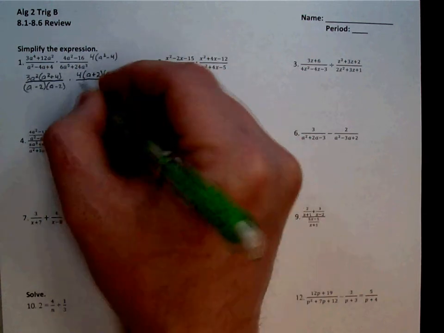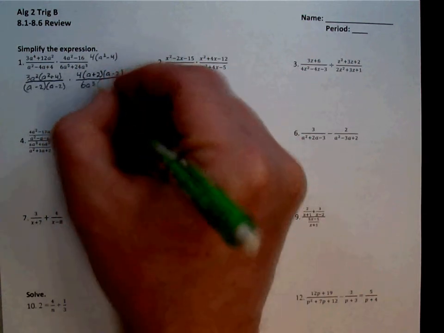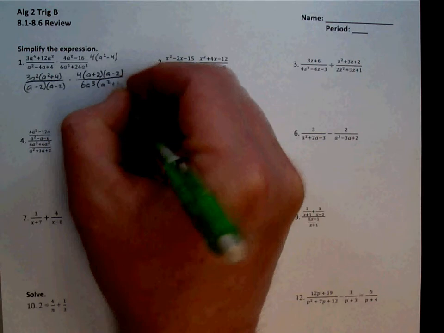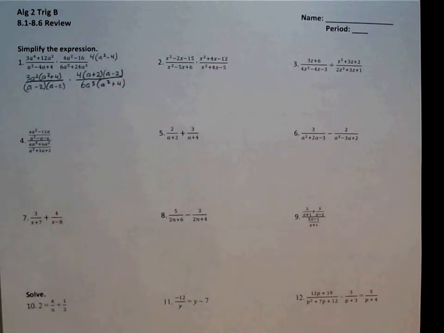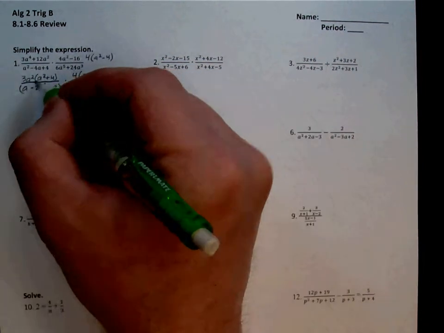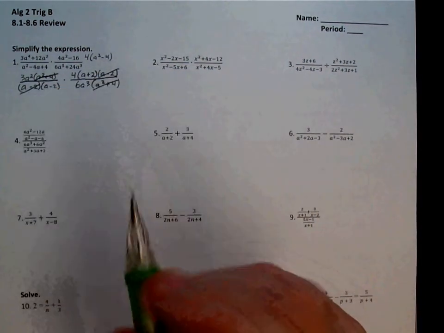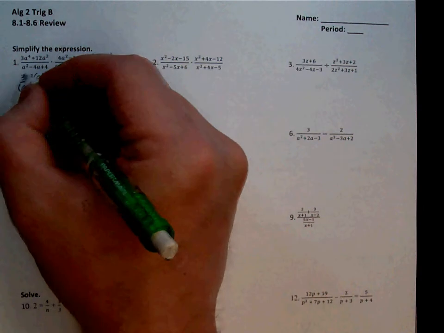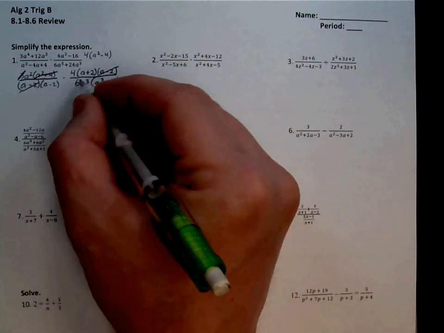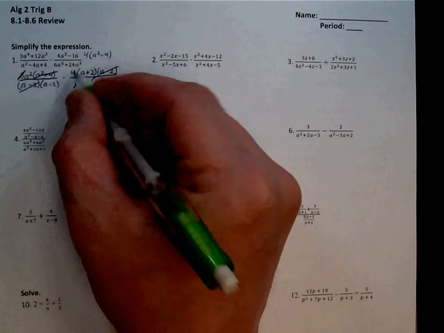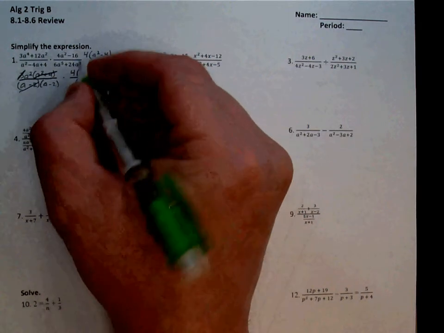Over, I can pull out 6a cubed, leaving me with a squared plus 4. Now I go to cancel common factors. I see an a squared plus 4 that can cancel. A minus 2 can cancel. The 3 can simplify with the 6, leaving the 6 a 2, but then 4 and 2 can simplify, turning the 4 into a 2.